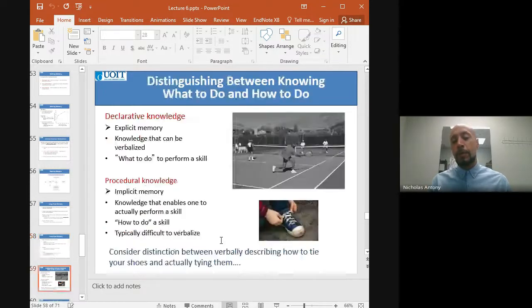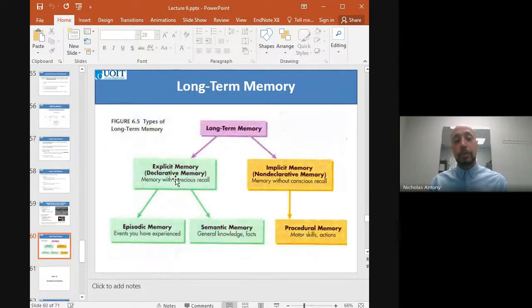Semantic and episodic memories are easy to verbalize, so they're called explicit memories. You can explicitly talk about them, whereas procedural memories are called implicit. So it's hard to recall specifically what to do, but you know how to do them.